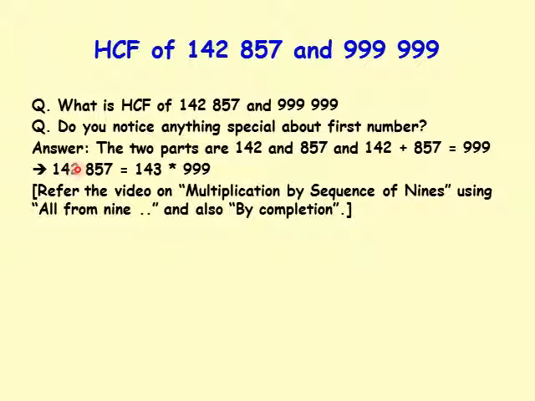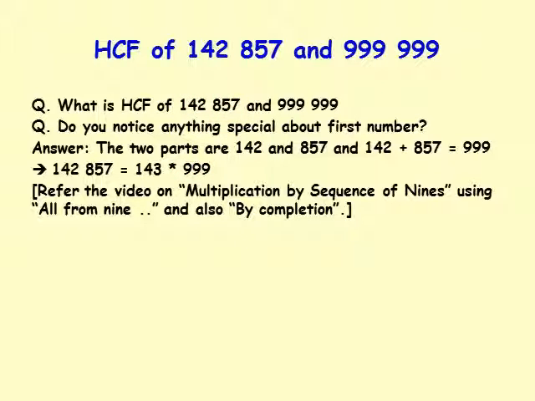So 142857 is 143 times 999. From this property, 142 plus 857 is 999. These two parts, 142 and 857, are nines complements of each other. When two parts are of the same size and nines complement of each other, then this number comes from multiplication by sequence of nines, and that is 143 times 999. So at least we know that the first number is 143 times 999.